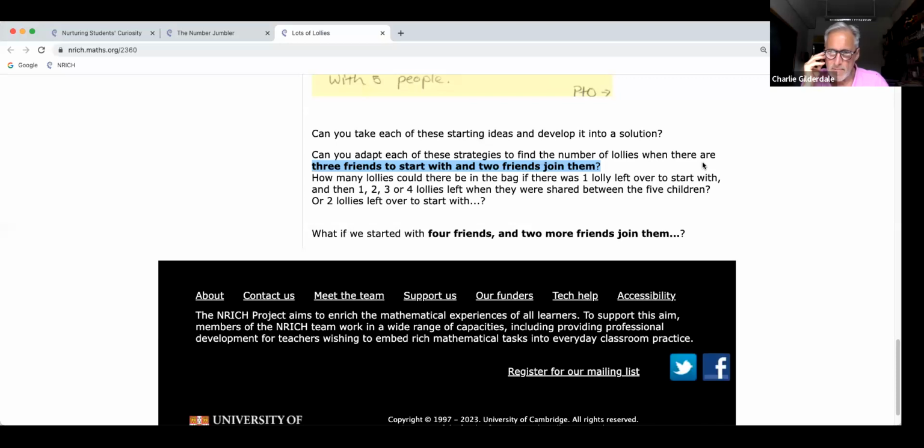I'm relieved that my instructions made sense to at least a couple of people. So Yamuna and Vali have suggested that if there's one left over at the start and then one left over when all 5 children are together, there could be 16 lollies. One more than 15. If there'd been 15, there'd be none left over in either case.